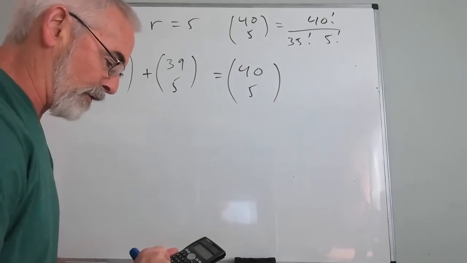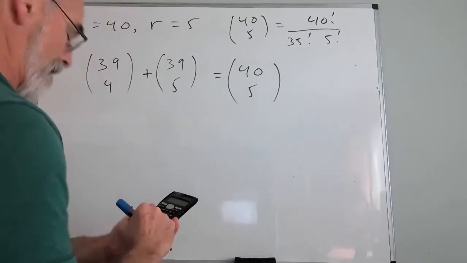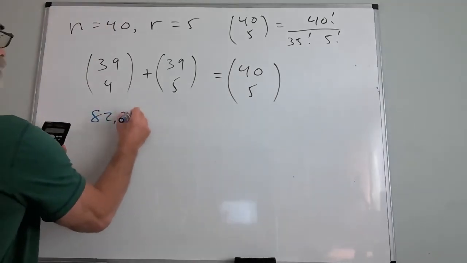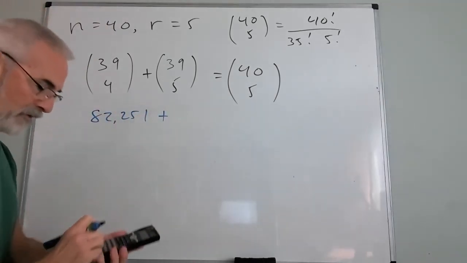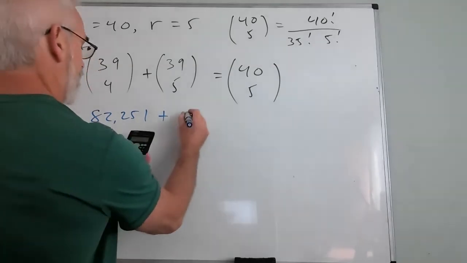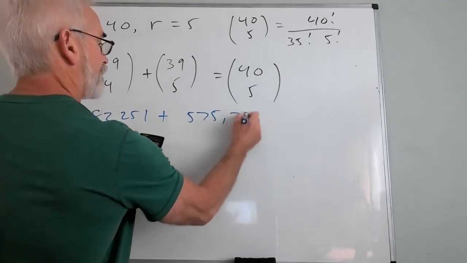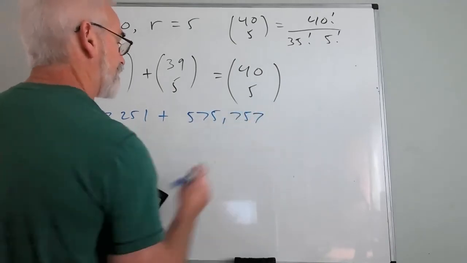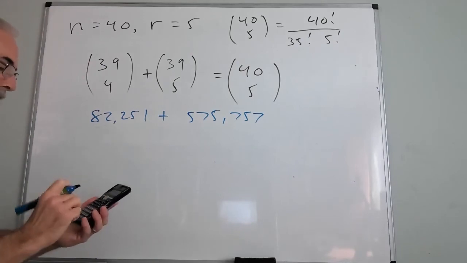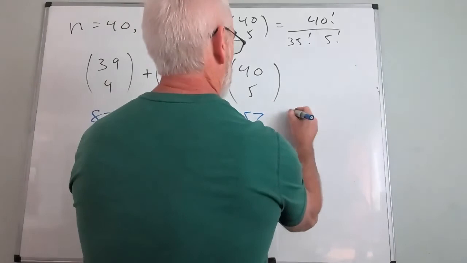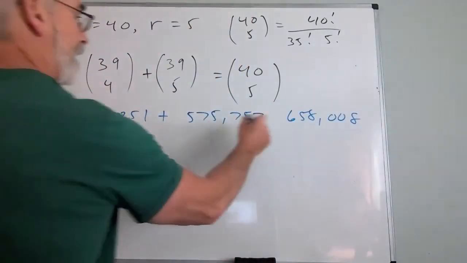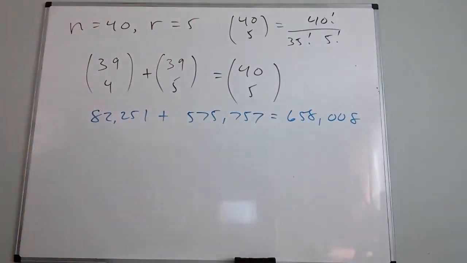So the first one is 39 choose 4. My calculator says that's 82,251. The second one was 39 choose 5. My calculator says that's 575,757. Yikes. And the last one is 40 choose 5. My calculator says that's 658,808, which, by the way, if you do a quick check, is in fact the sum of those two.